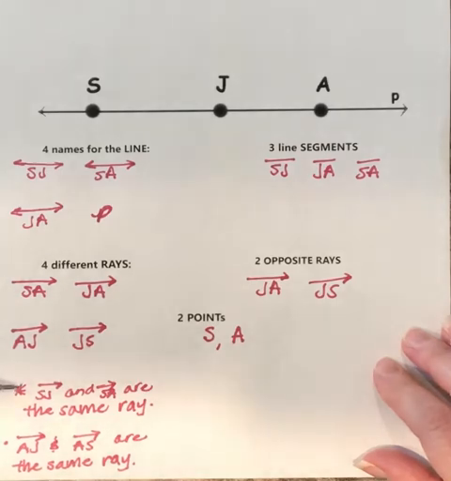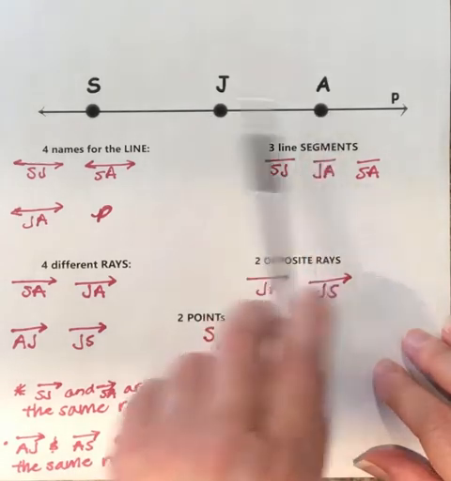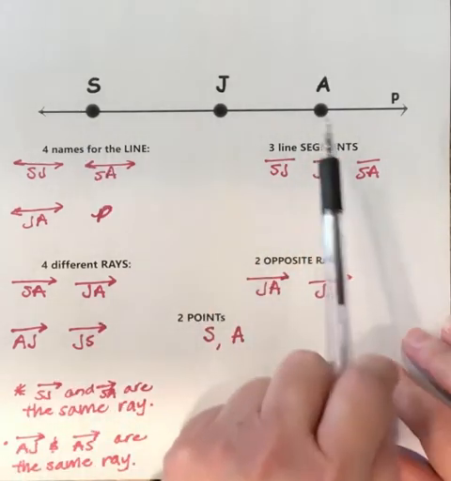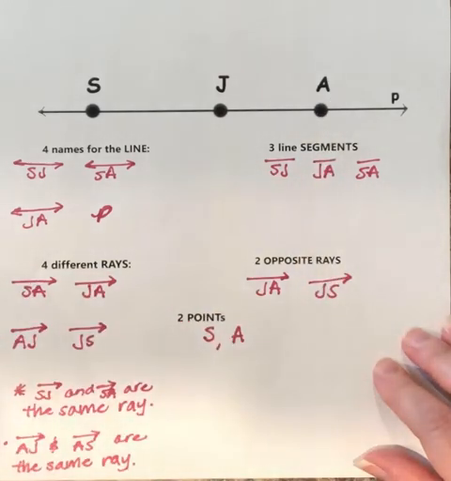So again, if I were naming this, SJ and SA are actually the same ray because both have the same endpoint or starting point and are going in the same direction. Same with AJ and AS. AJ and AS are the same ray because they have the same endpoint and both go in the same direction.